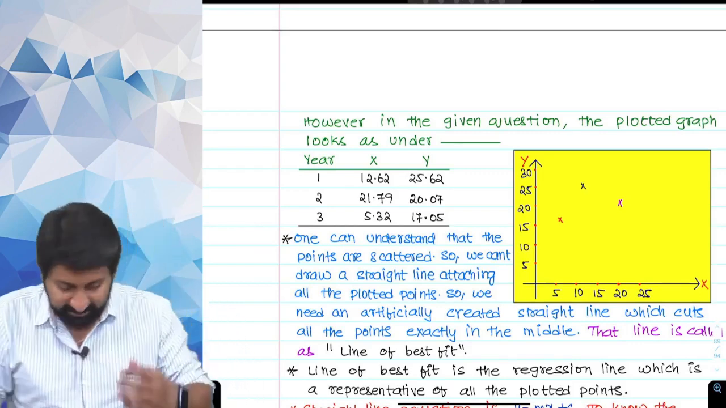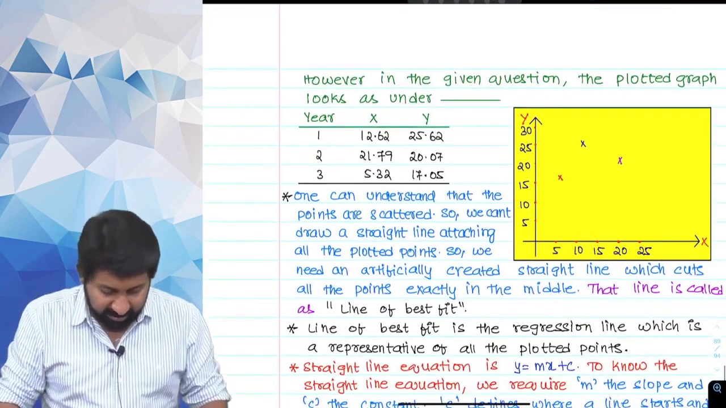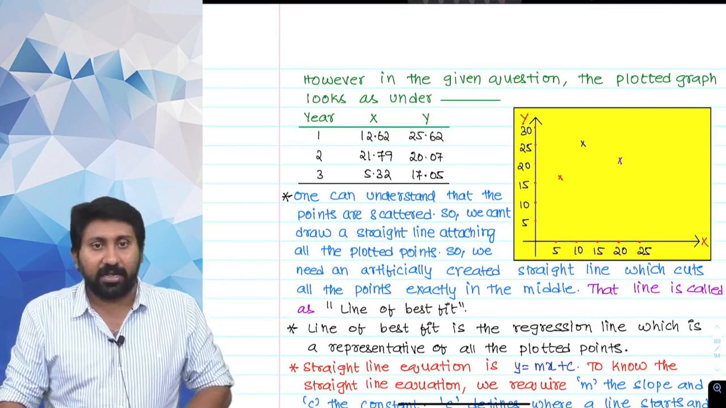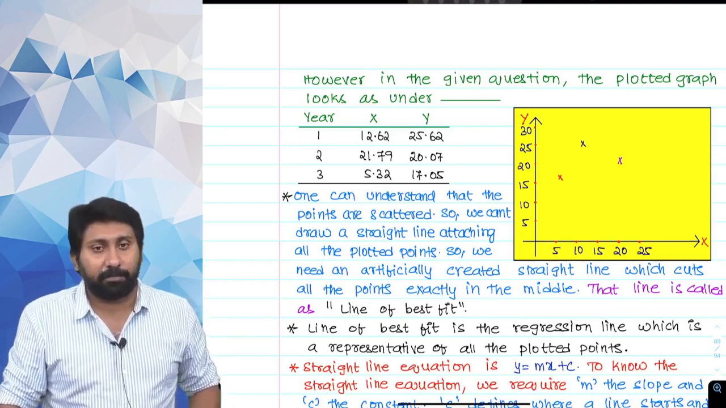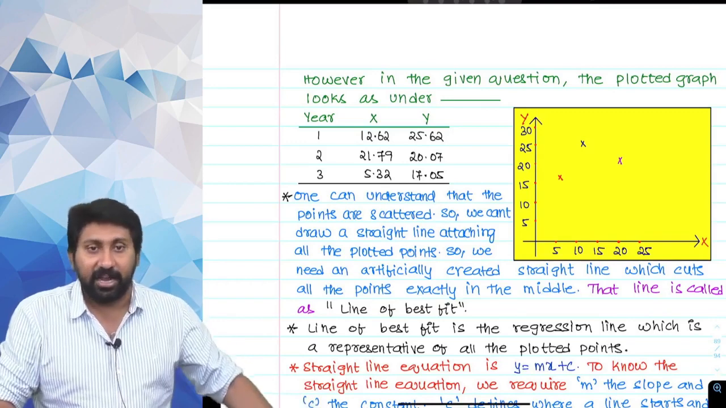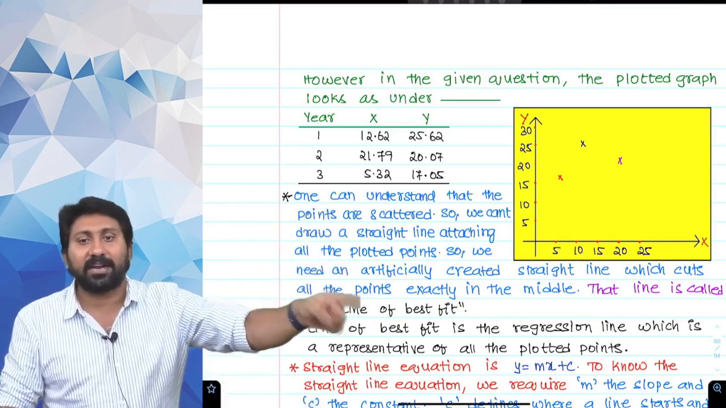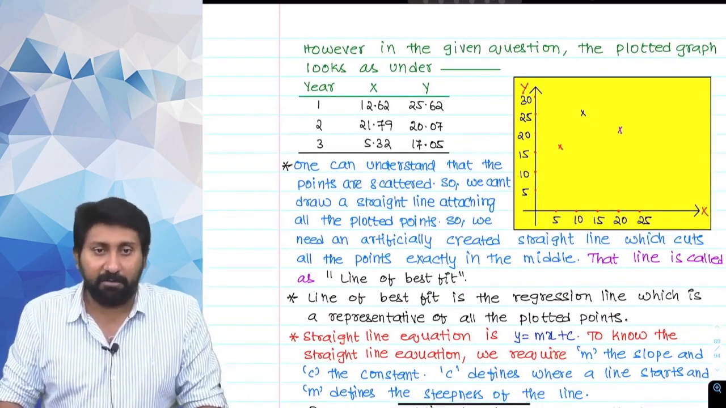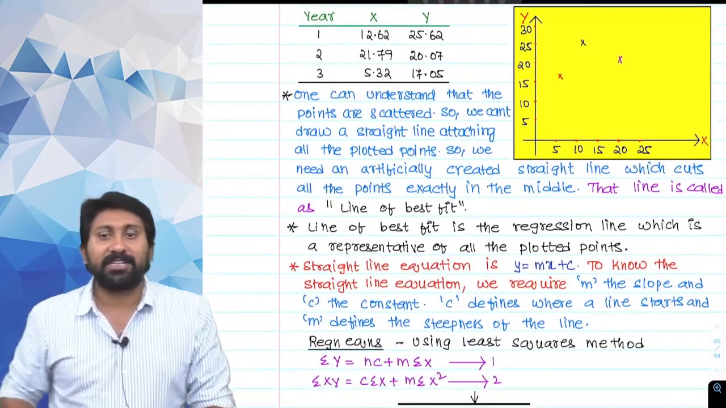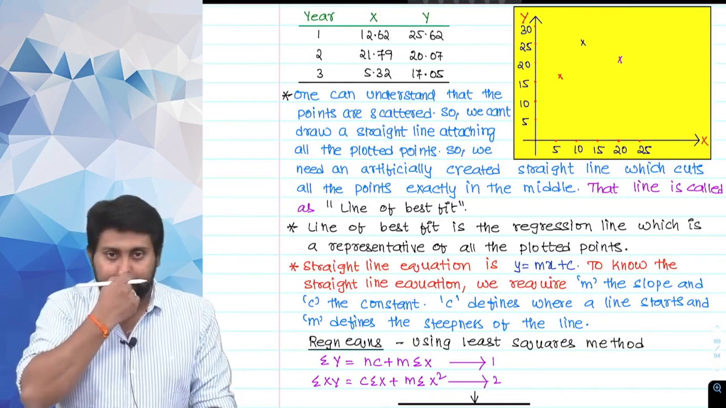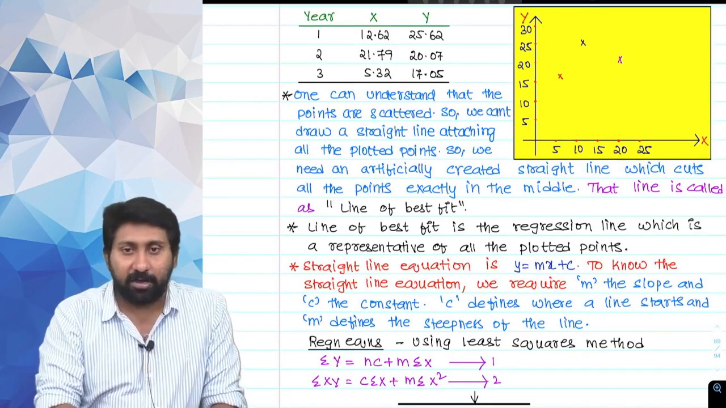Right? Let's see. One can understand that points are scattered. So we can't draw a straight line attaching all the plotted points. So we need an artificially created straight line which cuts all the points exactly in the middle. That line is called the line of best fit. Line of best fit is a regression line which is a representative of all the plotted points.